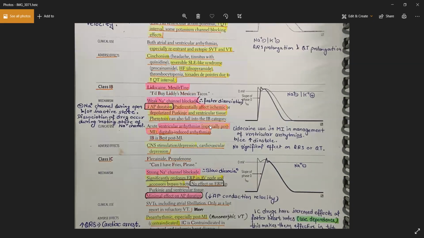So whenever you read about a patient who has a history of myocardial infarction and now has arrhythmia, always use the class 1B agents.